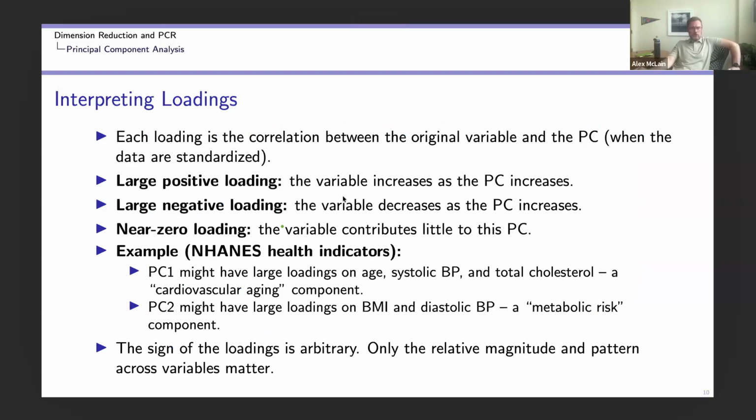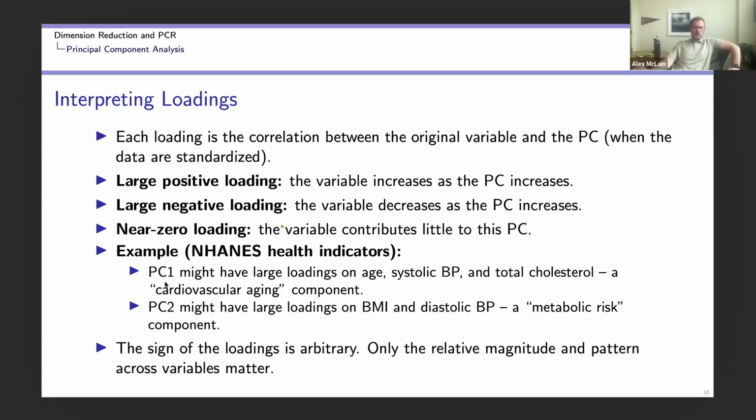So large positive loading, variable increases the principal component scores. Large negative loading decreases the principal component score. Near 0, the variable isn't really contributing anything to the principal component.